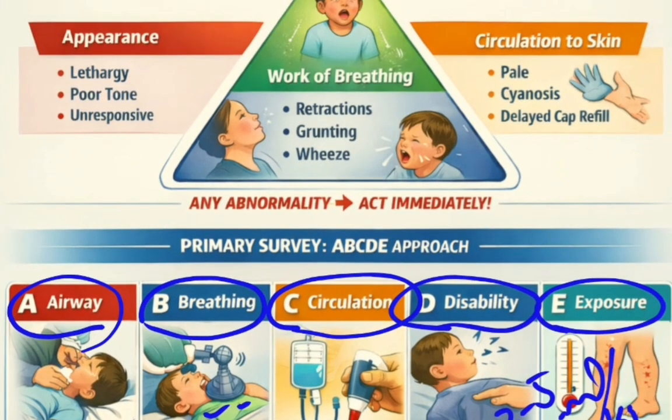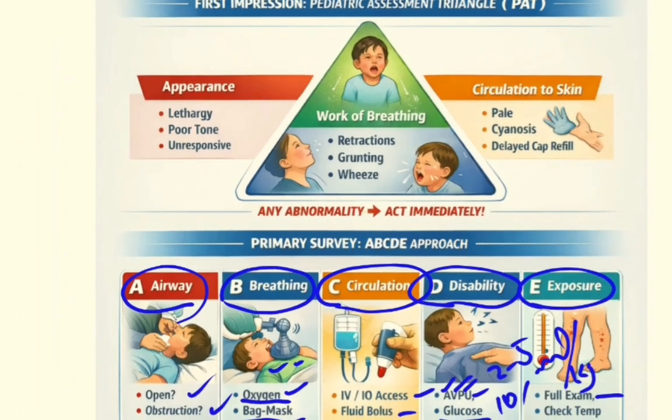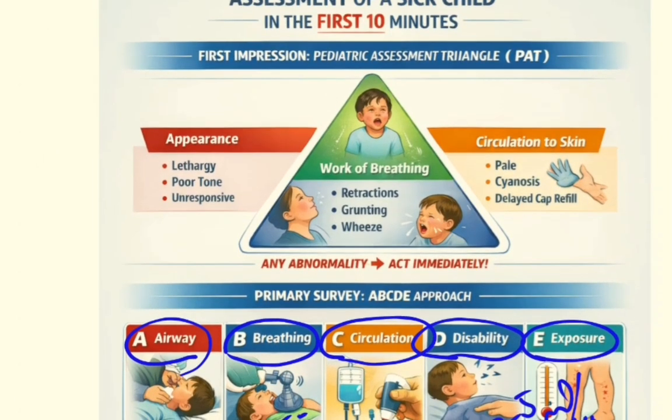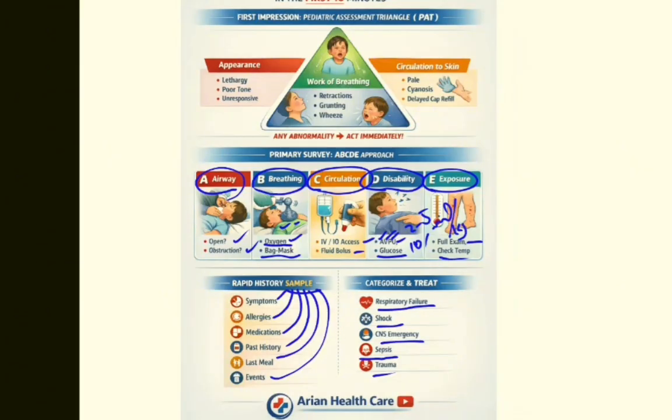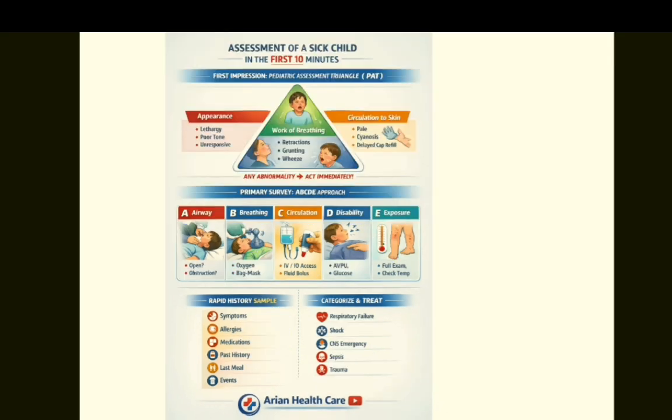Remember, in an emergency condition, treat first and diagnose later. In summary of this lecture, we should know that we have a 4-step approach: pediatric assessment triangle, primary survey, rapid history, and at the end, categorize and treat.